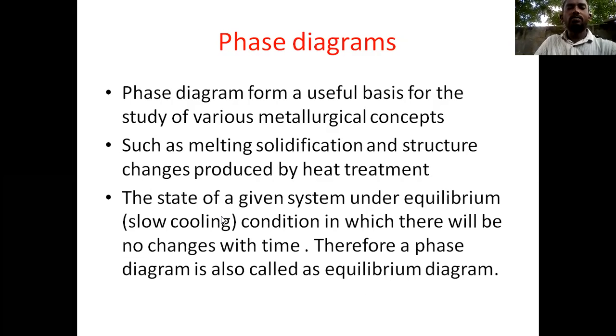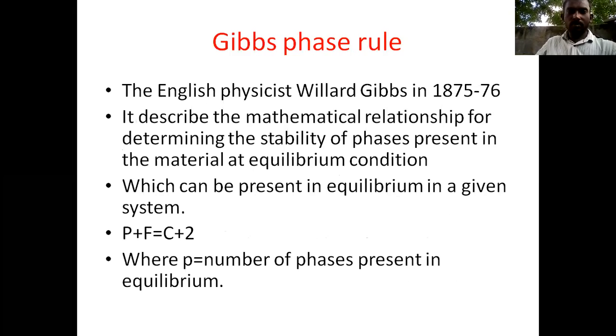So we come to the next slide: the Gibbs phase rule. The first one is the Gibbs phase rule. The English physicist Willard Gibbs, in 1875 to 1876, found this rule. So what is the rule, and under what condition is it applicable?